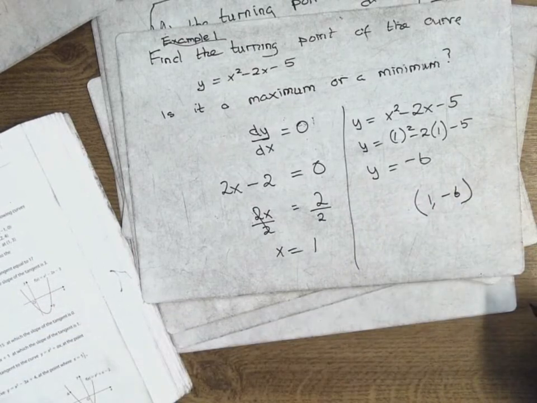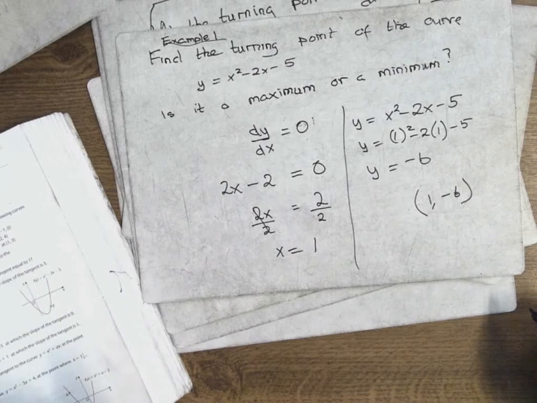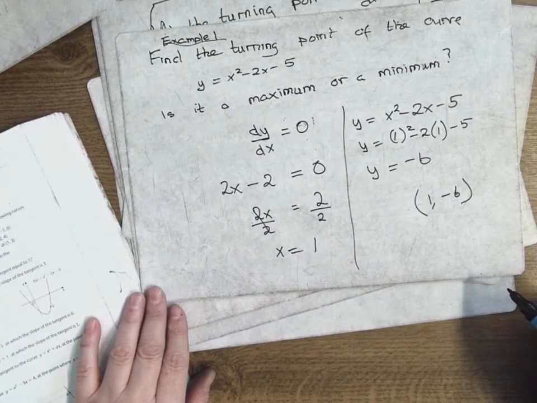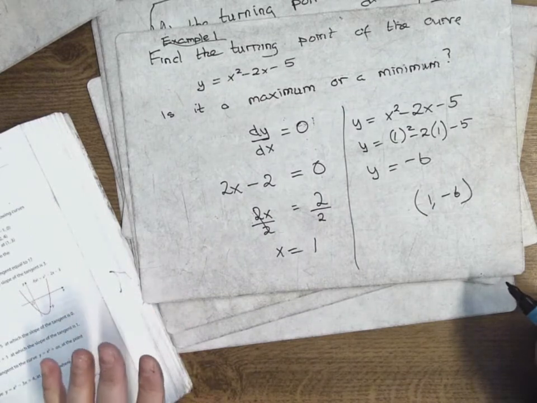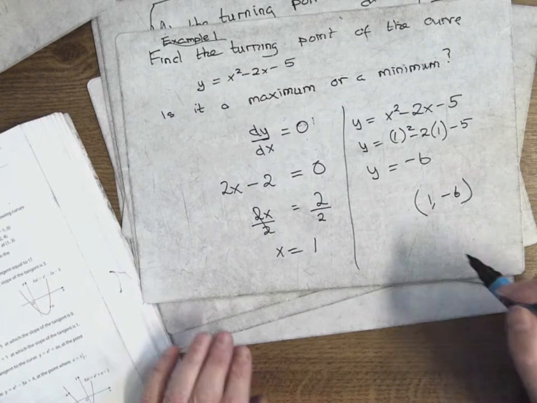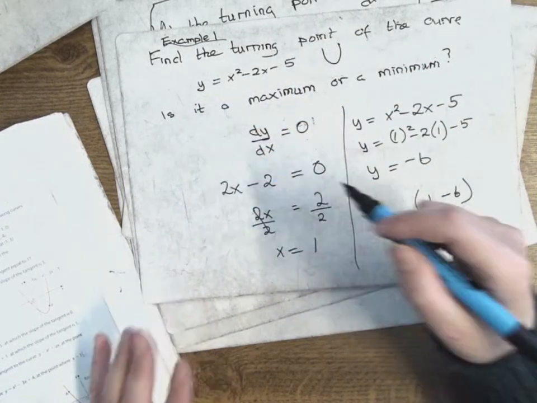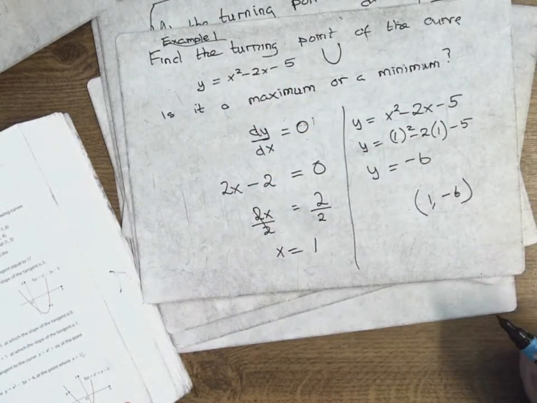And then it says, is it a maximum or a minimum? All you have to say is, if I was to draw that, what shape would that be? Would it be smiley face or sad face? Smiley face. Why would it be a smiley face? Because the x squared term is positive. And if it's positive, you're smiling.